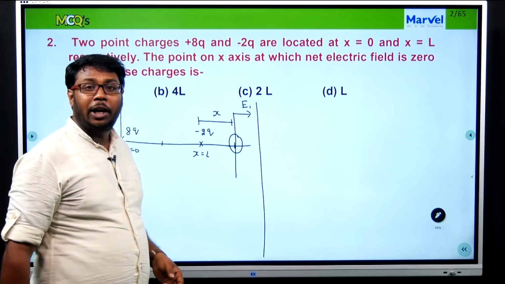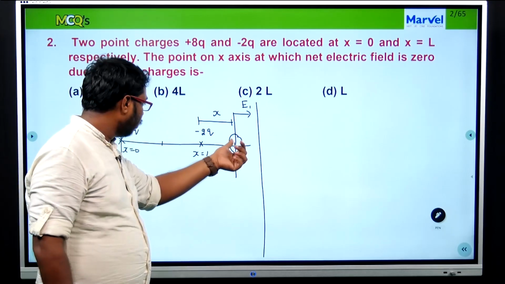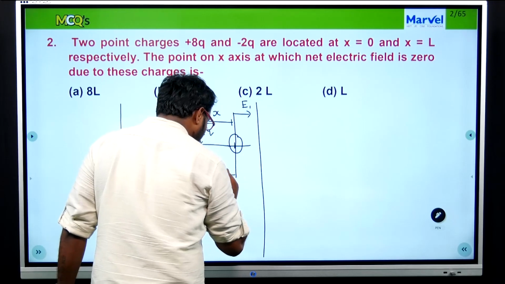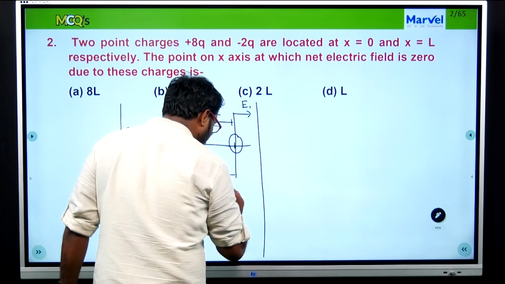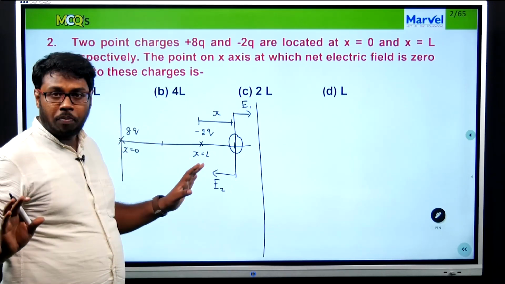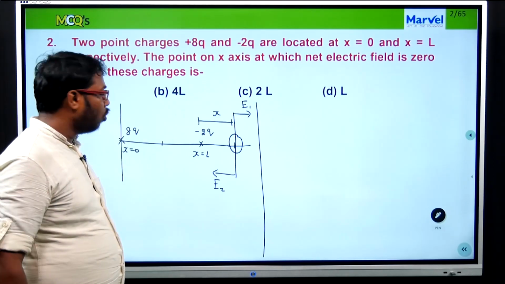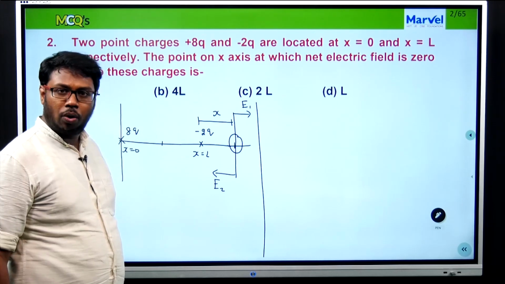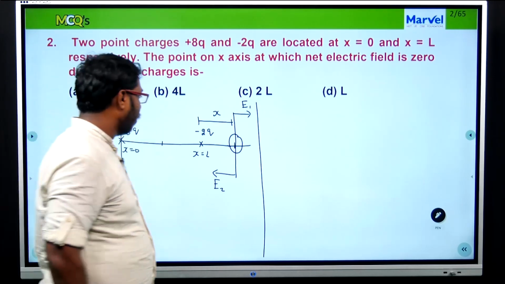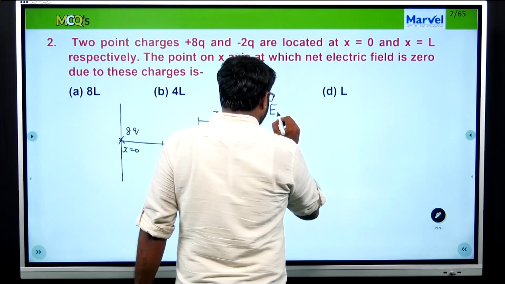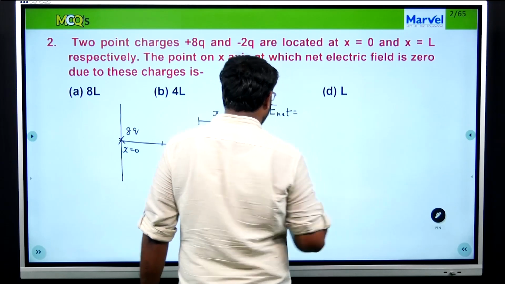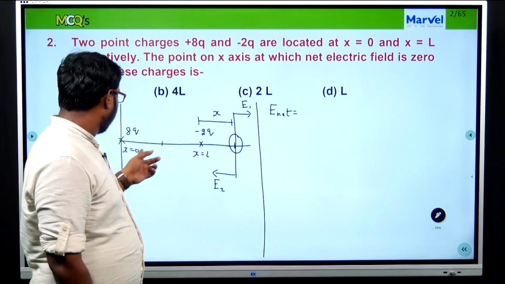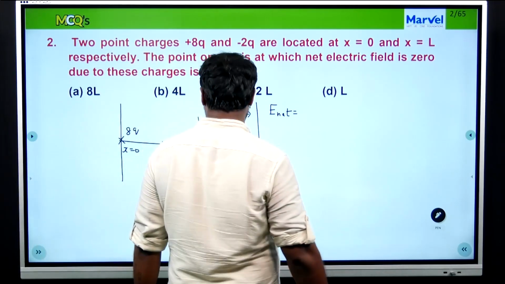Now this is a negative 2q, so the positive charge in here will get attracted to this. So this will be another electric field, E2. Well and good. So all we have to do is find the net electric field, put it to 0, and do my calculation. Ready? E net is equal to E1, and E2 goes in with a negative sign.